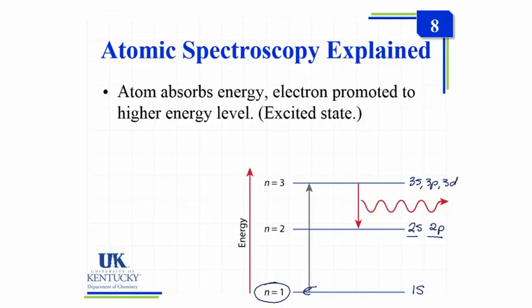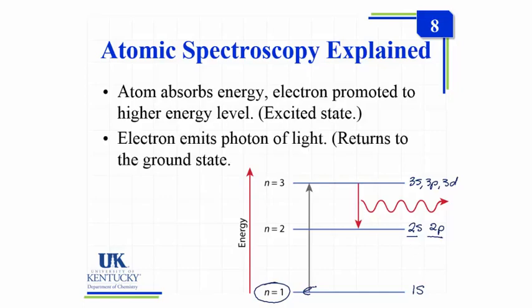Now once that electron is up in that excited state, it's not going to want to stay there. It's going to want to come back down to its lowest energy level, okay? So as it returns to what we call the ground state, on those transitions down, it's going to emit photons of light, and we can look at those photons of light.